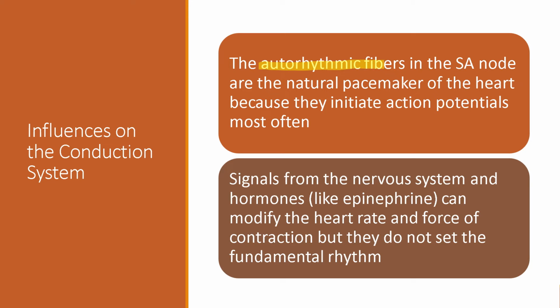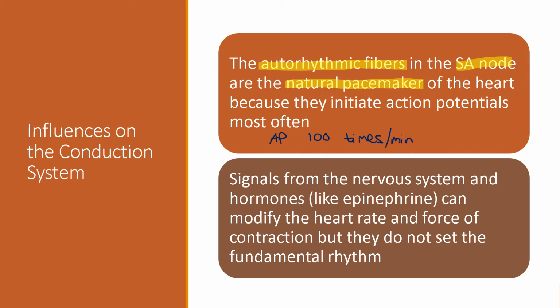Those autorhythmic fibers of the sinoatrial node, or the SA node, are going to be the natural pacemakers of the heart. Now they fire an action potential about 100 times a minute on their own. So they'll fire action potentials 100 times a minute. This is what those autorhythmic fibers would naturally like to do on their own.